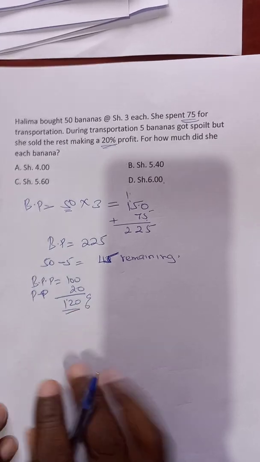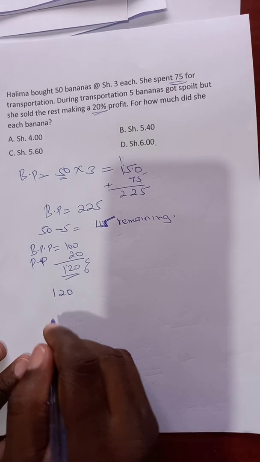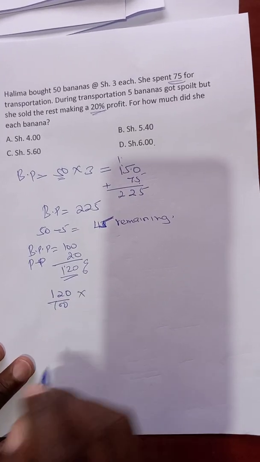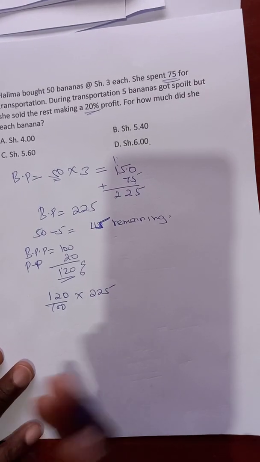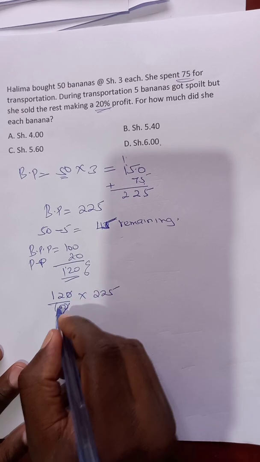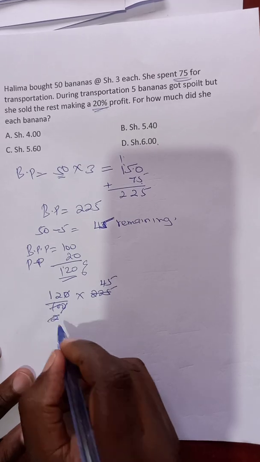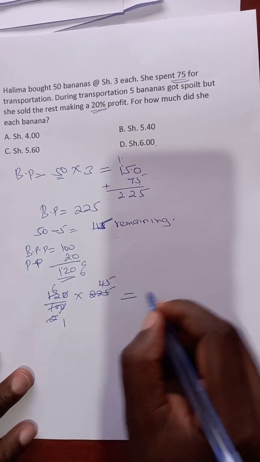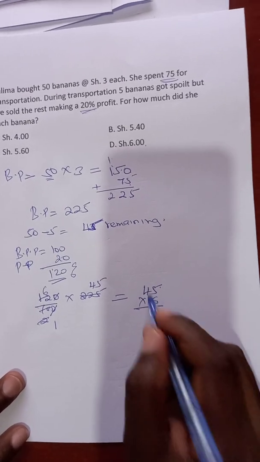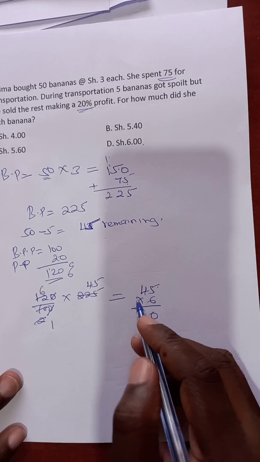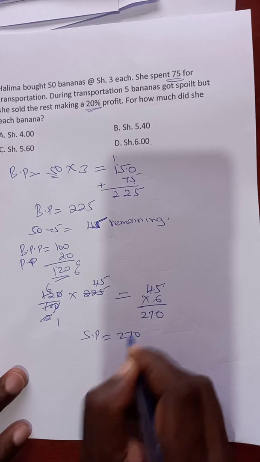So 120 is our selling price percent, which will be given by 120 over 100 times our buying price, which is 225. You cancel where possible. By 0 go, by 0 go. By 5, 2. By 5, 45. By 2, 1. By 2, 6. So you are left with 45 times 6. 6 times 5, 30. 6 times 4, 24, plus 3, 27. So our selling price is 270.